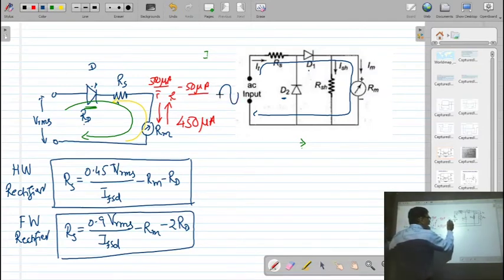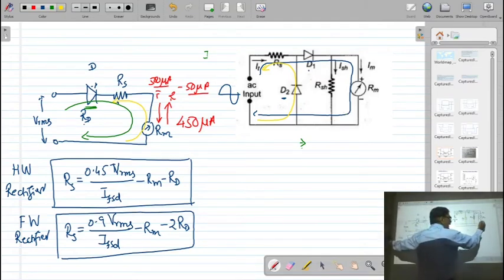Now, when the negative cycle is coming, in that case this diode D2 will be in forward bias and D1 will be in reverse bias. So whatever the reverse current is, it will pass through this diode D2, and this reverse current in the meter will be 0. So here, whatever the current is flowing in the galvanometer, it is only due to the forward bias.